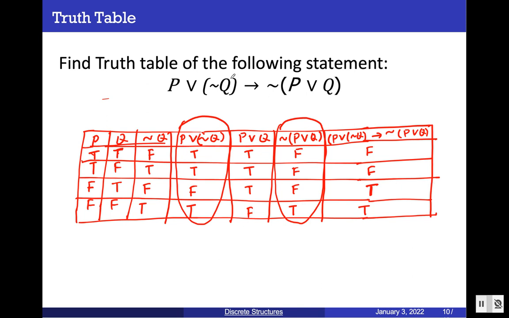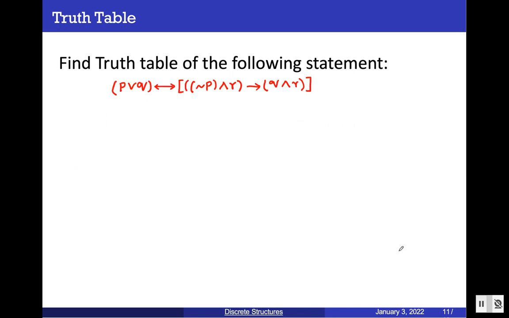So if we have a compound statement, this is the way we find out the truth table for each of the segments separately, then we find out the truth table of the whole compound statement. So here we are going to see another example.